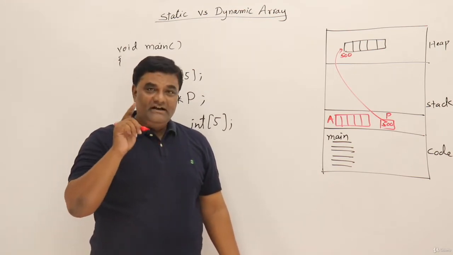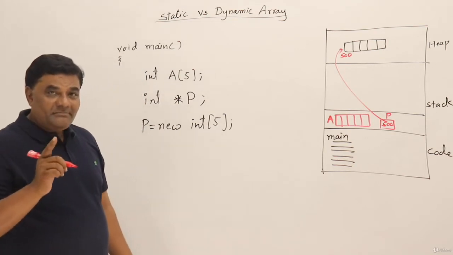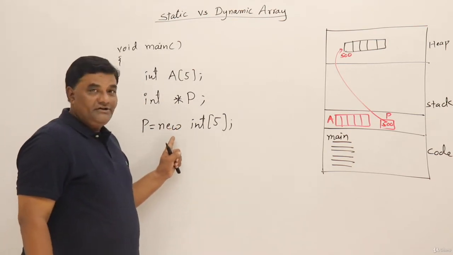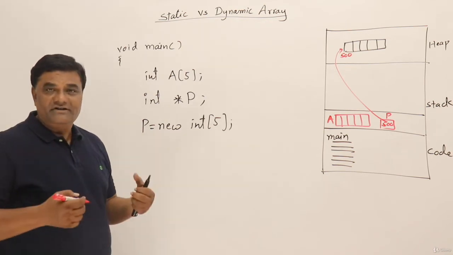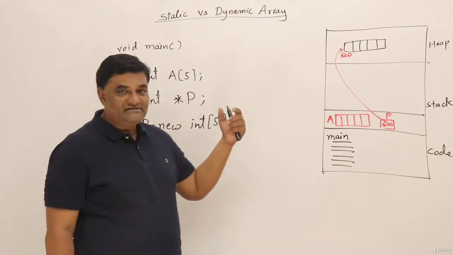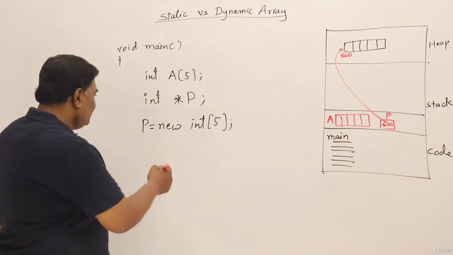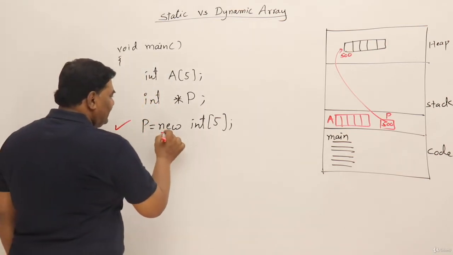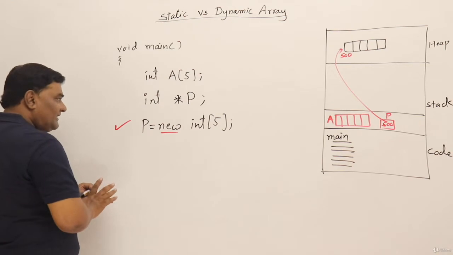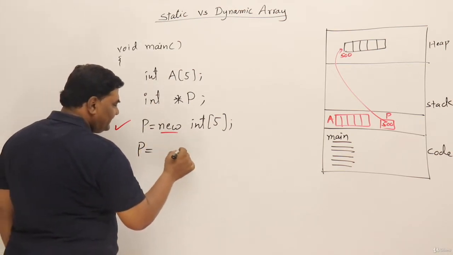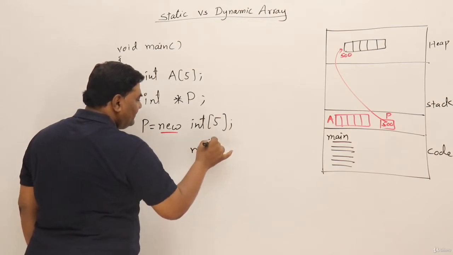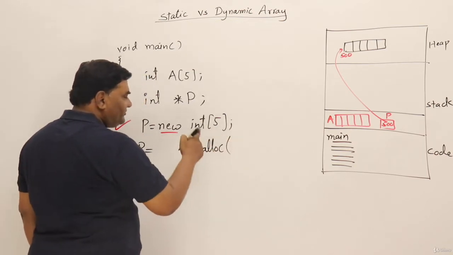Now one important thing I have to show you here: whenever you say new, then only you get the memory from heap. Otherwise, all the variables, whatever variables you declare, they will get the memory inside the stack only. Now new is an operator that is in C++, then how to create the same thing inside C? So for that, I have to use the malloc function, and I should mention the size.